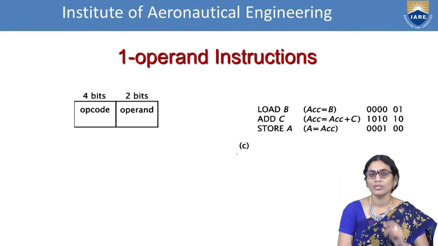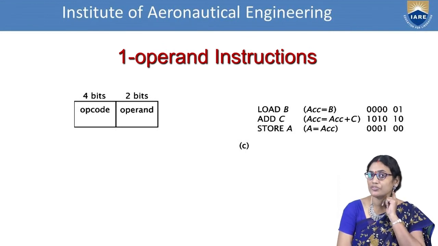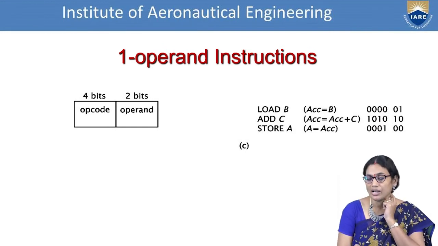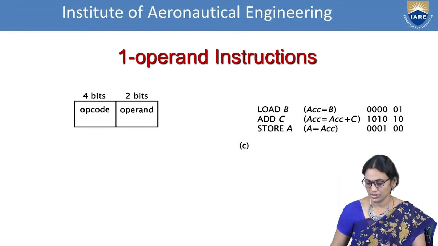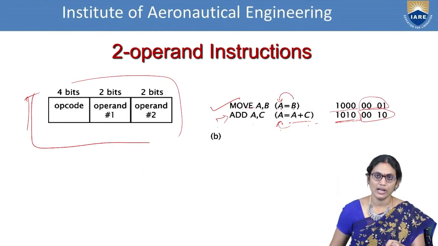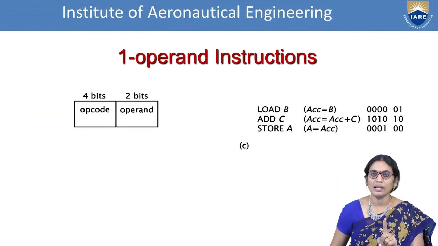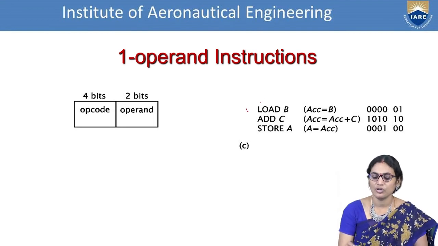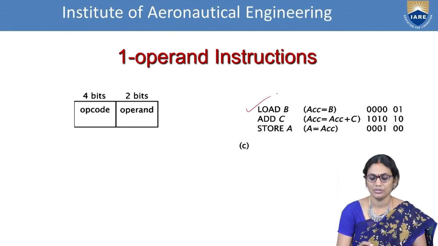Next one, in the same way we can also have different patterns. The third pattern we have is the 1 operand instruction. That means initially we have taken 3 operators or 3 data values. Next we have taken 2 data values. Now we are taking only 1 data value to perform addition of 2 numbers. Let us see. So first we are loading the accumulator with B. Then we are adding C. Now we are storing again with the accumulator.